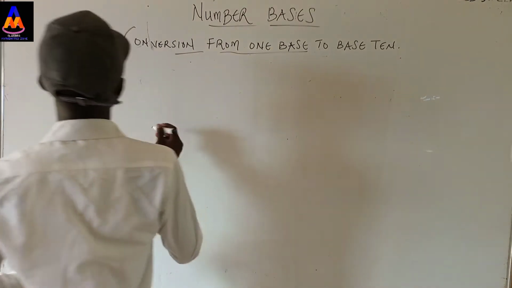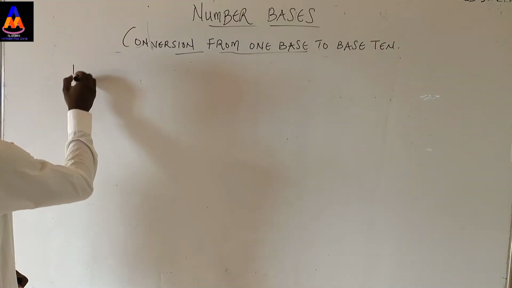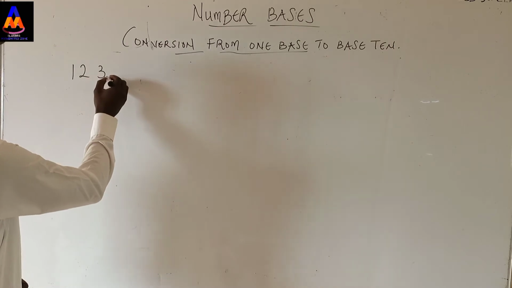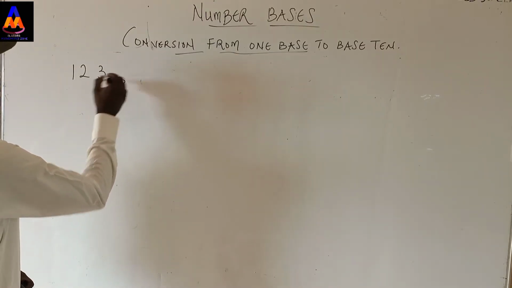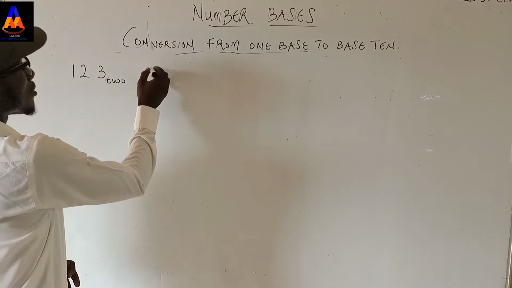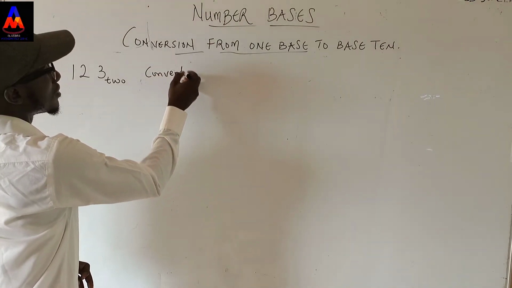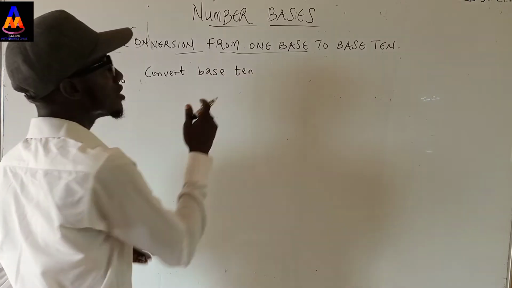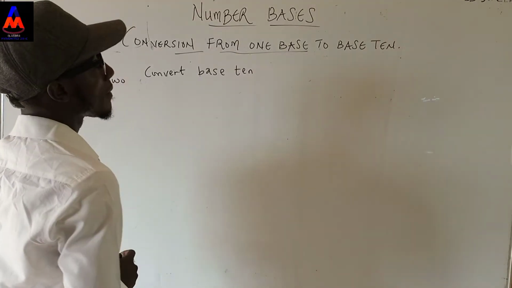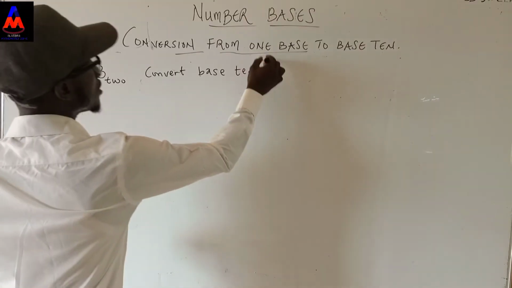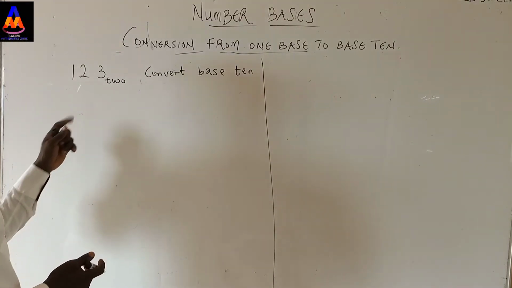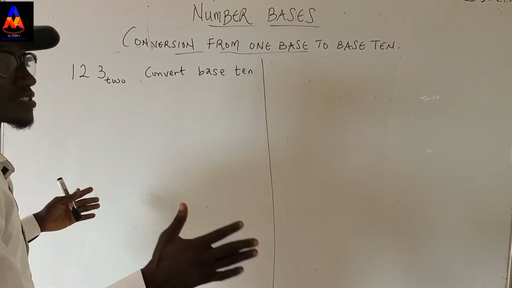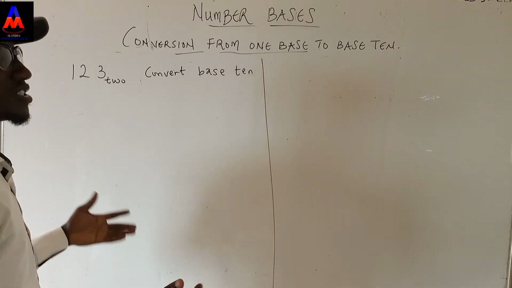Follow along. When you have a number like 123, and this one is given in base 2, and you have to convert it to base 10. You have to convert it to a number in base 10. In this case, I said that the approach of converting this number is to expand. What are we expanding? How do you go about the expansion?